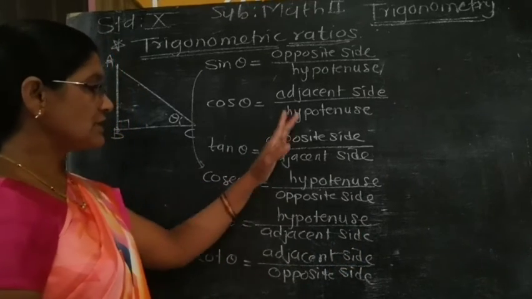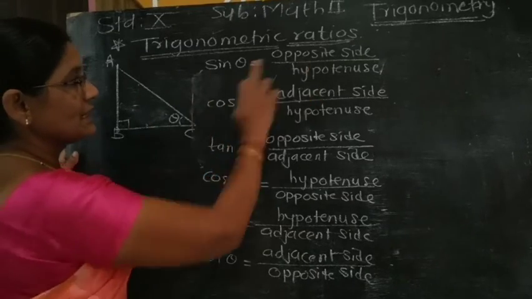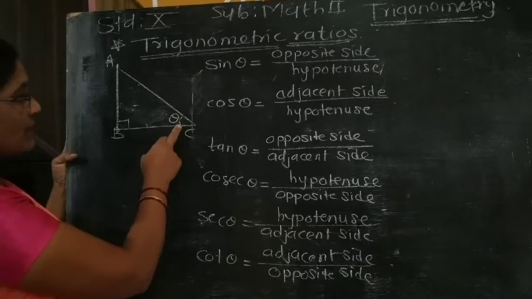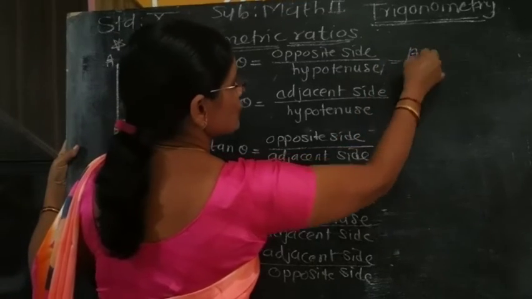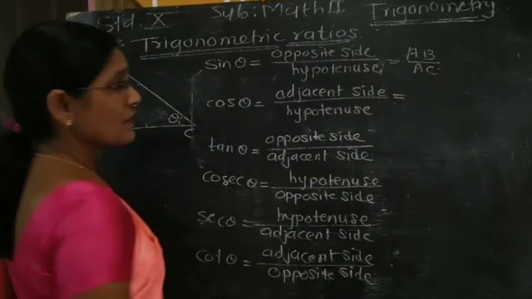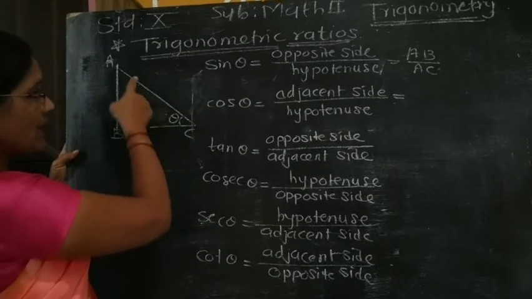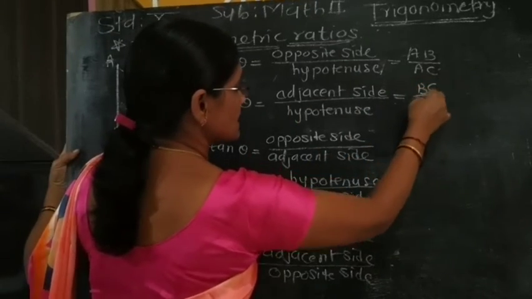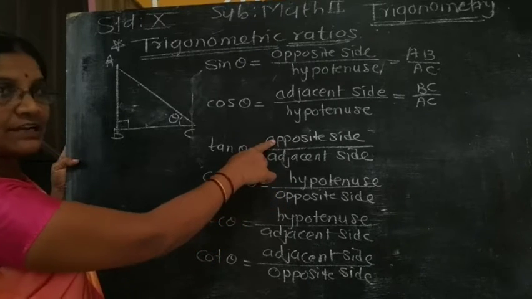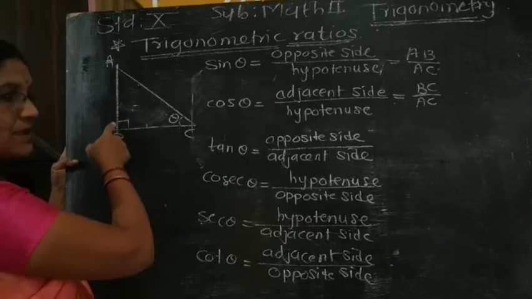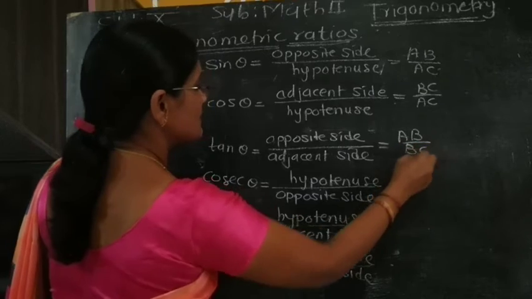Now we find these trigonometric ratios in this figure. See here, sine theta: the opposite side of theta is AB and the hypotenuse is AC, and that's why we obtained AB upon AC. Next one, cos theta: the adjacent side is BC and the hypotenuse is AC, so it is BC upon AC. Tan theta is the opposite side upon the adjacent side, related to theta. The opposite side of theta is AB and the adjacent is BC, and that's why this ratio is AB upon BC.